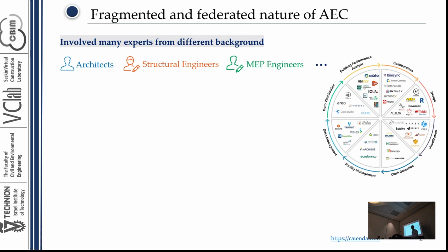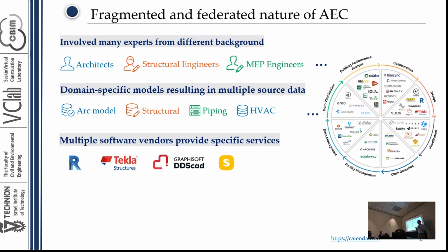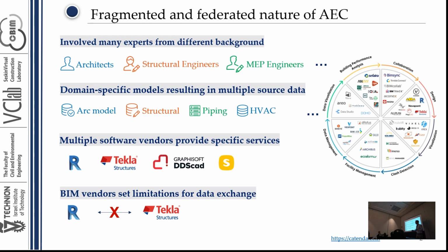Since the industry is very fragmented and federated, take the design phase as an example. It involves many experts like architects and engineers, and everyone works on their own models. Architects have an architecture model, structure engineers have a structure model, and MEP has an MEP model. Those models are developed by different software, and that software does not talk with each other. So how can they collaborate?